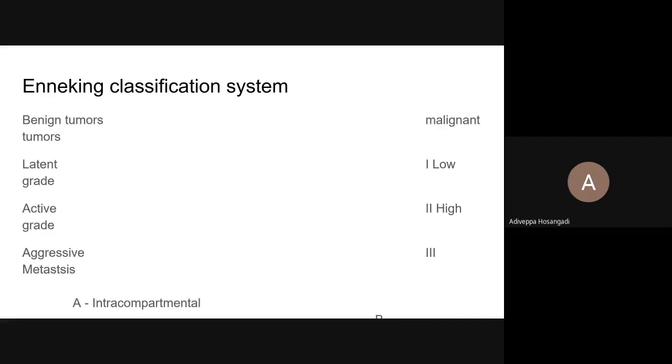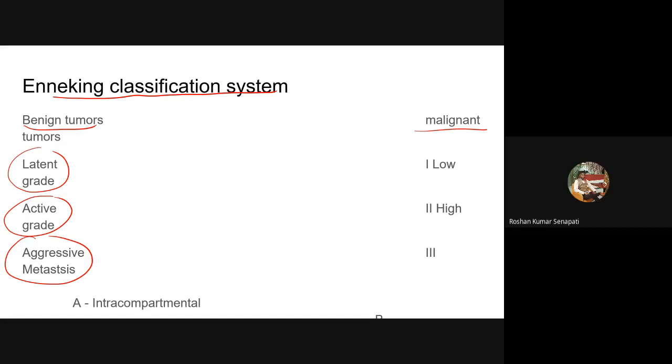See, the Enneking classification system is what is followed for both benign and malignant tumors. Please remember this. The Enneking classification system is the basis for benign and malignant bone tumors. How are benign tumors classified? Latent, active, and aggressive. Malignant is low grade and high grade. Third is metastatic. So we'll come to them one by one.